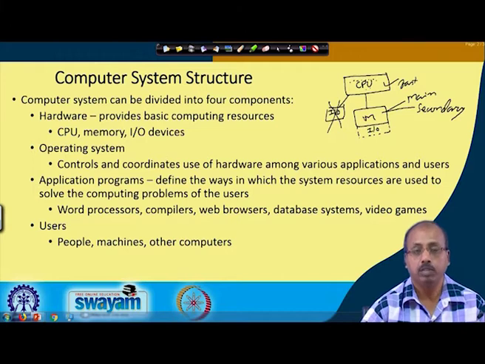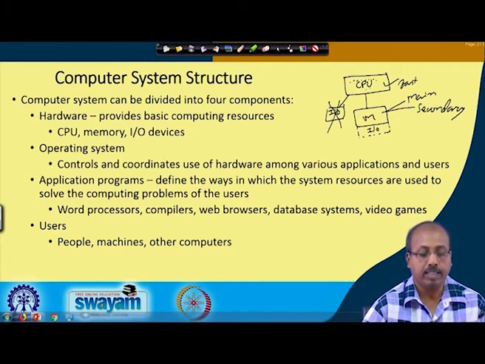So, we have to look into them more carefully, and we have to factor in the timing characteristics of these individual devices, to have good utilization of the system. That is the first part. So, in the computer system architecture, we have got these hardware devices.